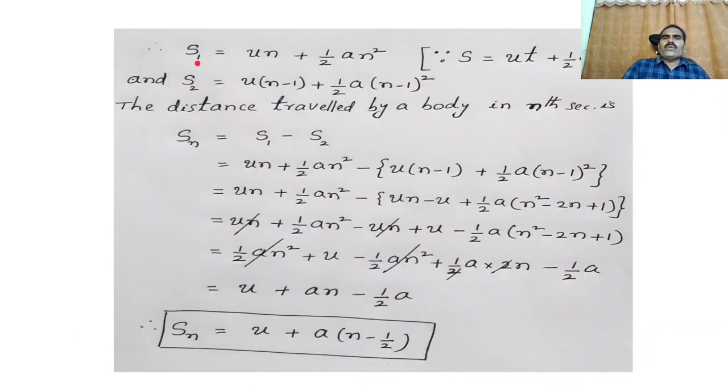So in n seconds, time t is equal to n. We know s is equal to ut plus half at square. So in n seconds, the distance traveled by the body is s1 is equal to u into t, instead of t, n. So s1 is equal to un plus half a n square. And when t is equal to n minus 1, the distance s2 is equal to u into (n minus 1) plus half a into (n minus 1) whole square. So s1 is the distance traveled by the body in n seconds, and s2 is the distance traveled by the same body in n minus 1 seconds.